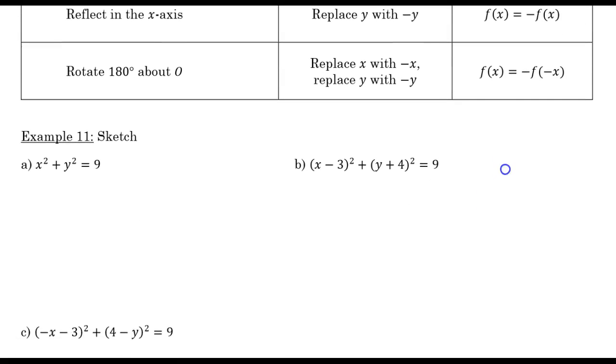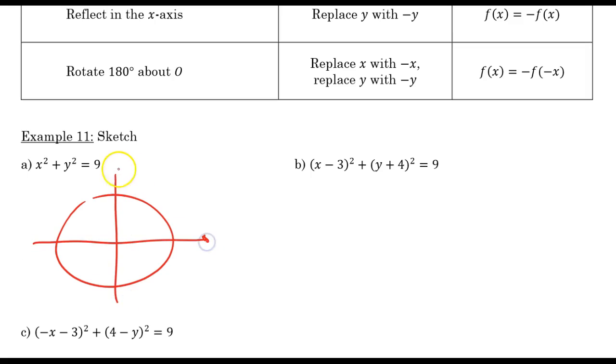Now, let's have a look here. x squared plus y squared equals 9 is a circle with a radius of 3 centred at the origin. Y here, x here, 3, 3, negative 3 and negative 3. That's going to be our reference point for this function, or relation as it is.